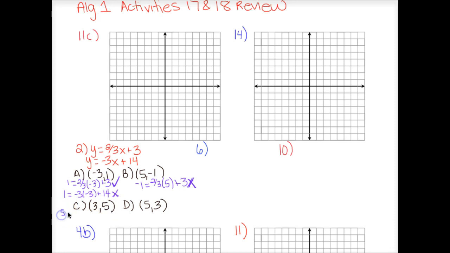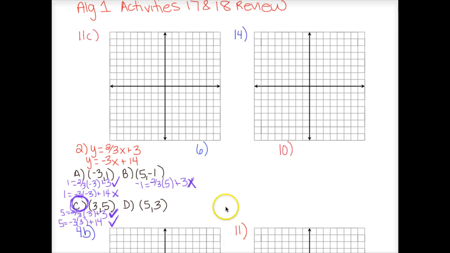So plug in 5 for y, plug in 3 for x. 2/3 times 3 is 2. 2 plus 3 is indeed 5, so this one works in the first equation. Then I try the second equation. 5 equals -3 times, instead of x, I have 3, plus 14. -3 times 3 is -9. -9 plus 14 is 5. So we have found our answer. The answer is C, because it works in both.